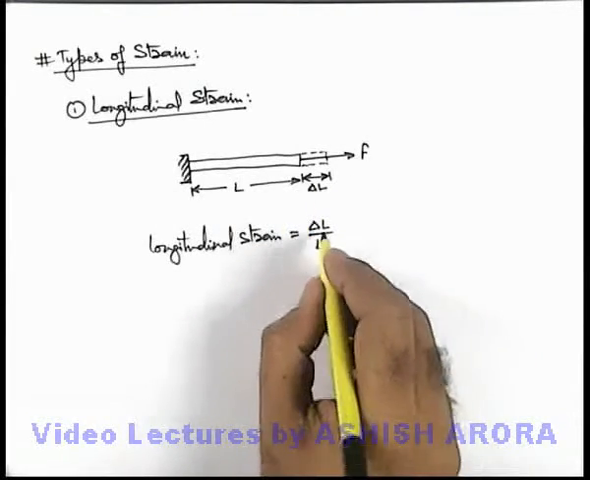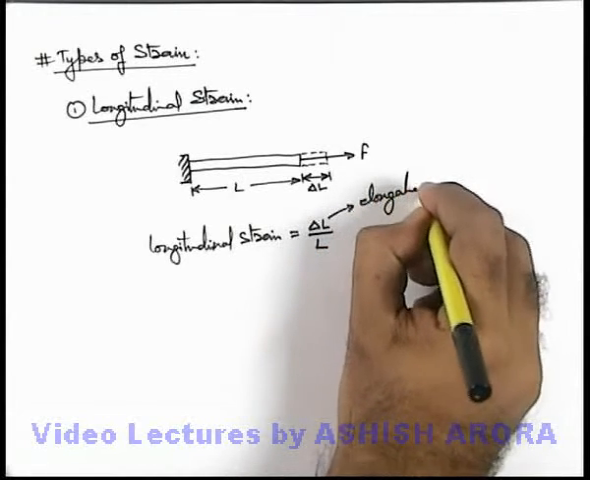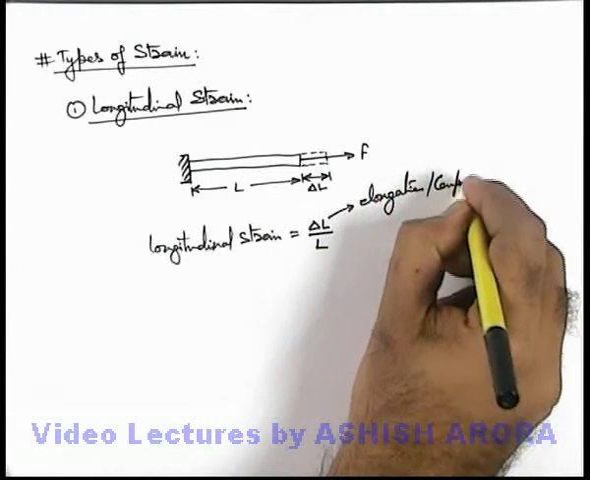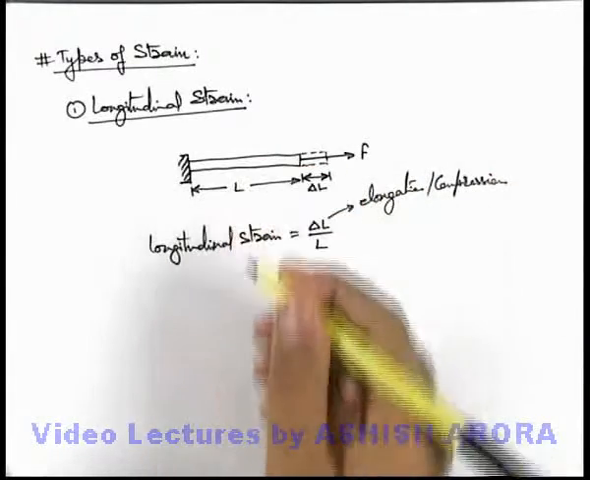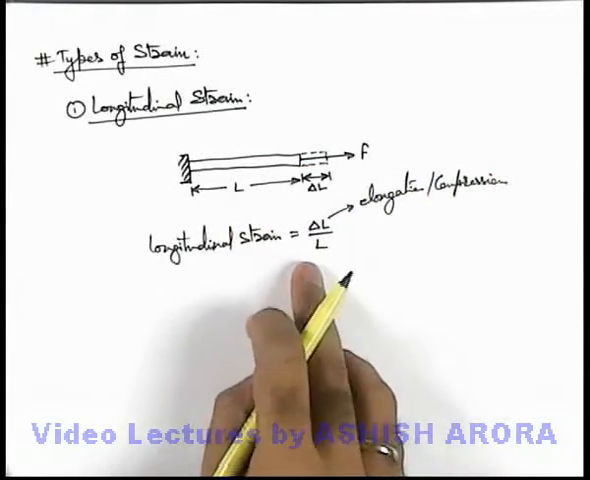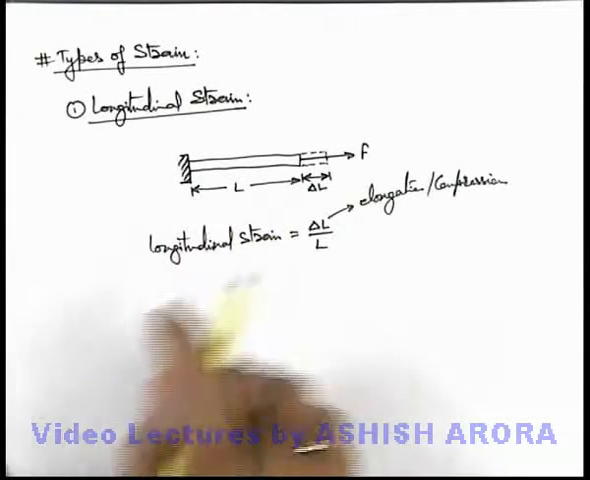So this delta L could be elongation, and it could be compression also if the force is applied in the other direction and the rod would have been compressed. So this is the way how we account longitudinal strain in case of a rod.